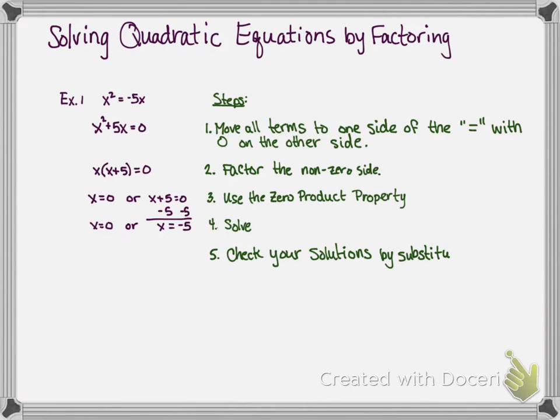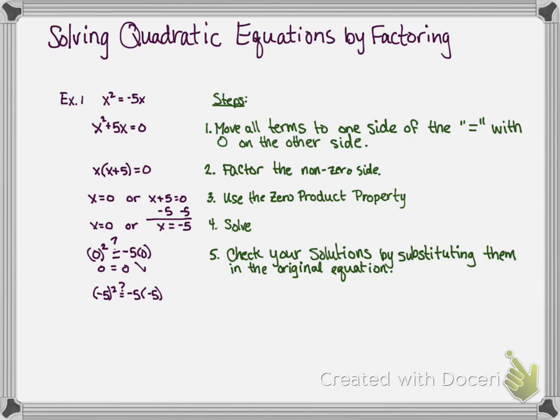Remember, you can always check your solutions by substituting them into the original equation. So for example, if I check the first one, does 0 squared equal negative 5 times 0? Well, 0 equals 0, so yes, it checks out. Does negative 5 squared equal negative 5 times negative 5? 25 equals 25, so yes, the second one checks out as well. So therefore, we could say that our solutions are 0 or negative 5.